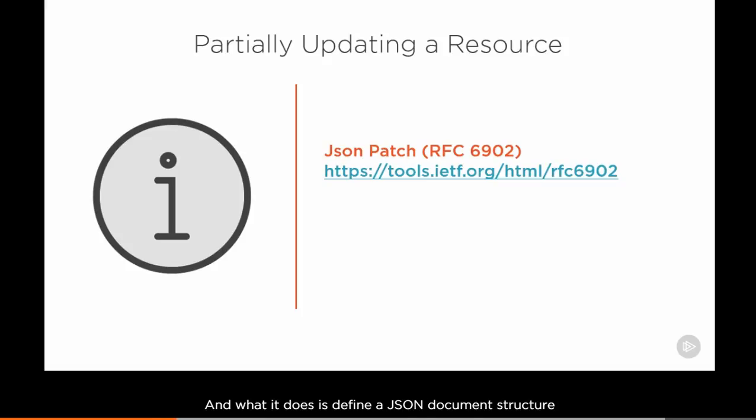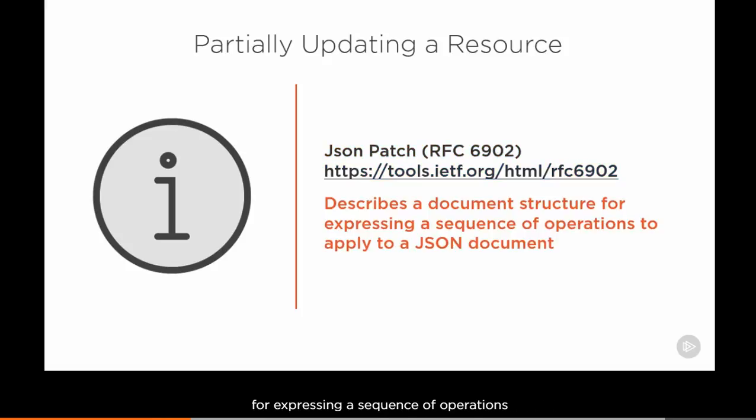And what it does is define a JSON document structure for expressing a sequence of operations to apply to a JSON document. In our case, that document to apply the sequence of operations to is the JSON we get back when requesting a resource. In essence, the consumer of the API will create a JSON patch document as the body of the PATCH request, adhering to this standard. Such a body is a list of operations, like an add, replace, copy, etc. operation, including the respective field names and values. Our API should accept such a patch document and then apply all those operations to the resource.